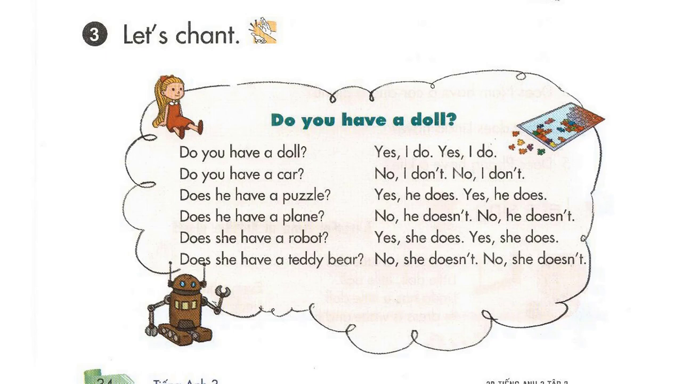Do you have a doll? 1, 2, 3, 4. Do you have a doll? Yes, I do. Do you have a car? No, I don't. Does he have a puzzle? Yes, he does. Does he have a plane? No, he doesn't. Does she have a robot? Yes, she does. Does she have a teddy bear? No, she doesn't.